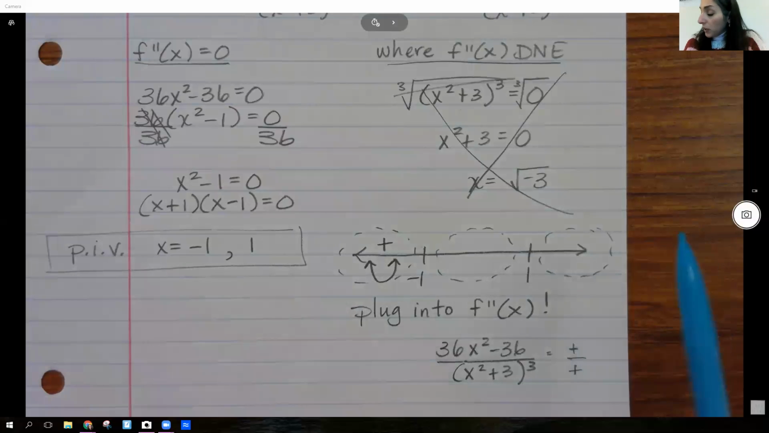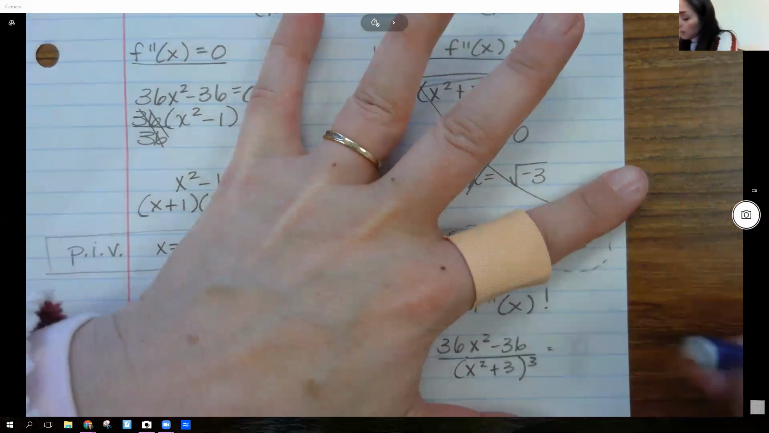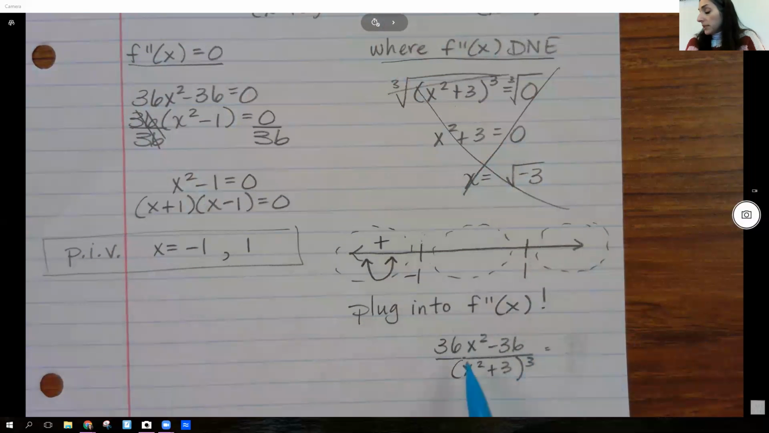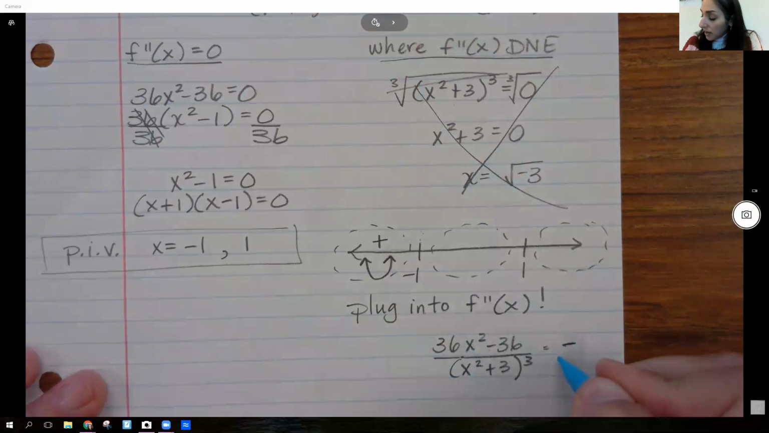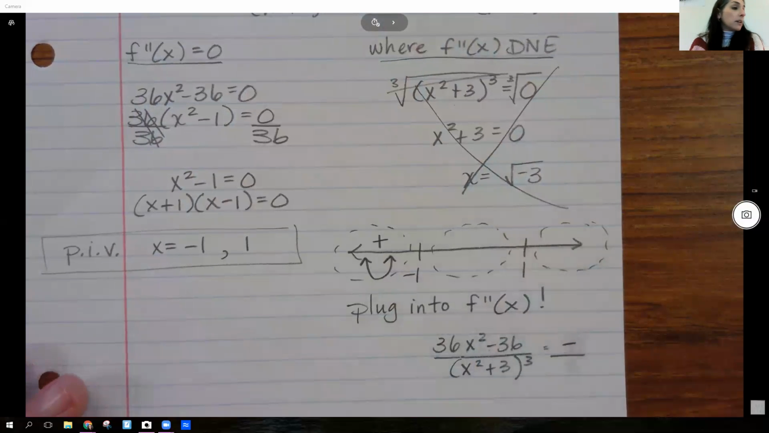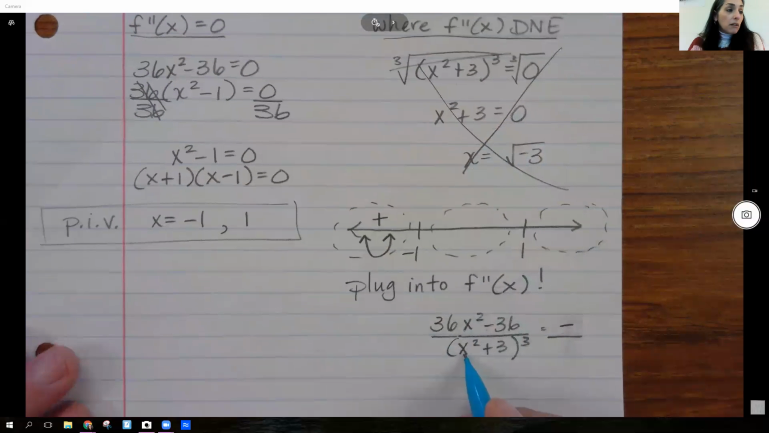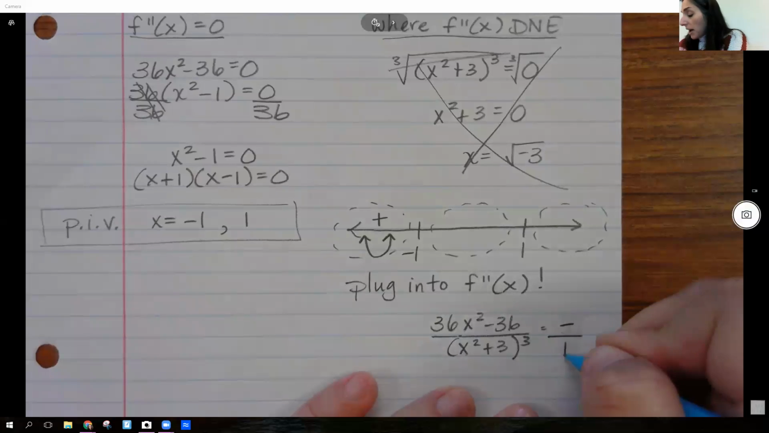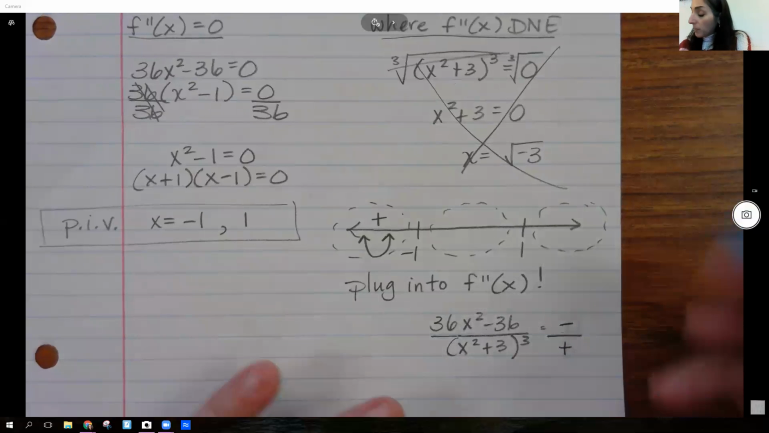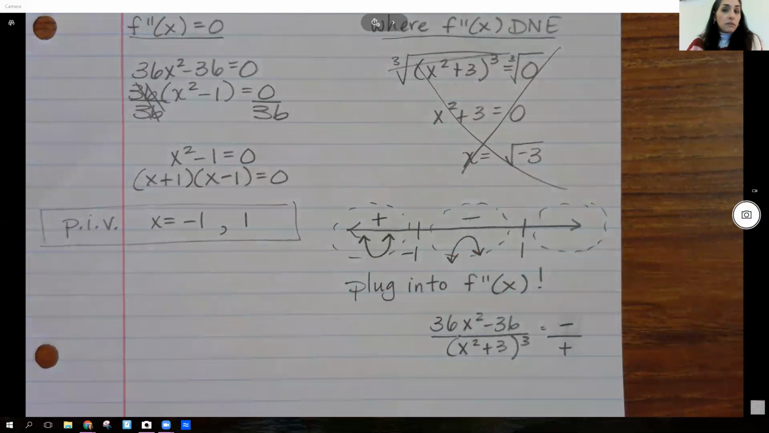All right, now, if we want to do something between -1 and 1, how about 0? So 0, well, that's going to wipe this whole thing out. So -36, that's going to be negative on the top. And then if you put a 0 here, that's going to be 3, cubed is also going to be positive. So negative divided by positive is negative. You're going to be concave down.